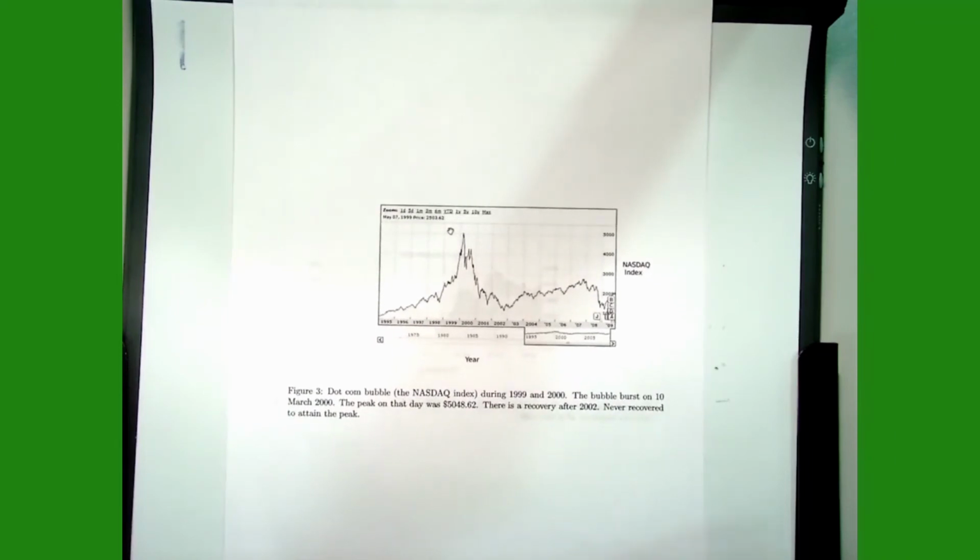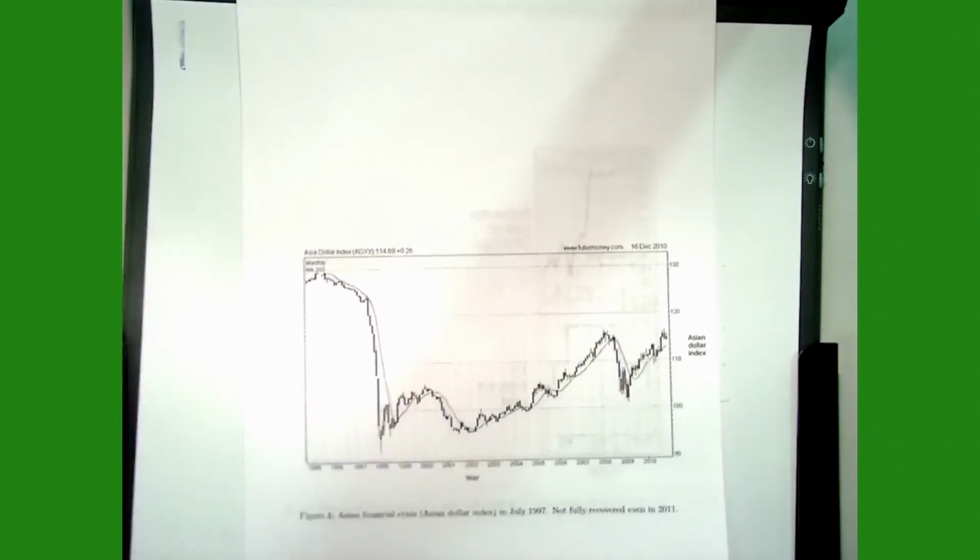The next one is this one. This is the dot-com bubble, which happened during 1999 and 2000. As you can see from the picture, there's a big decline in the Nasdaq index from the period from 99 down to 2002, right? So after 2002, it has started to recover once again.